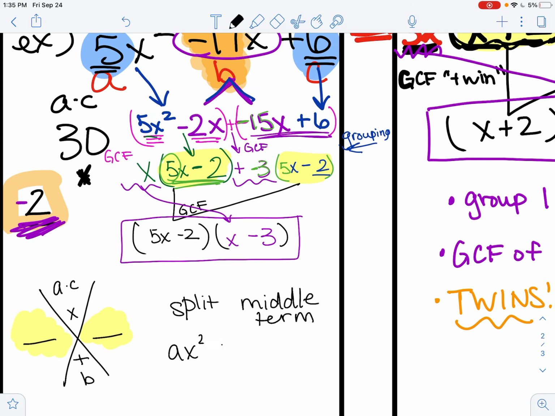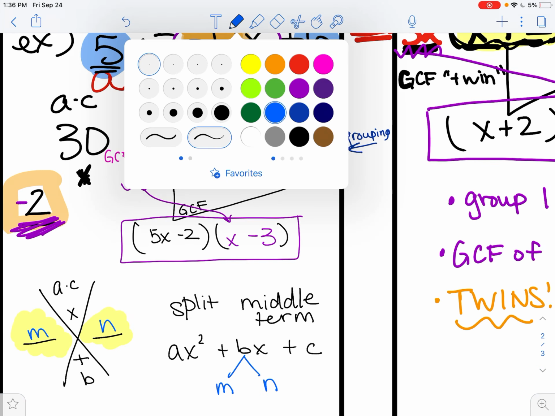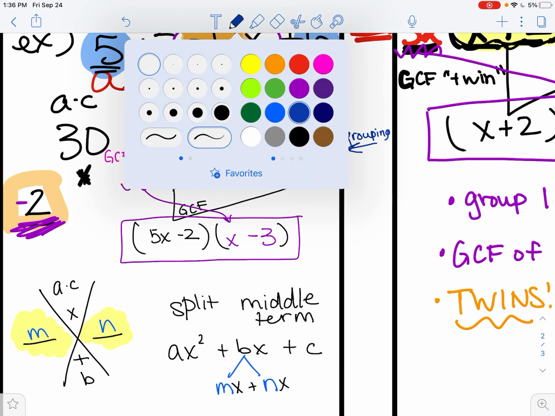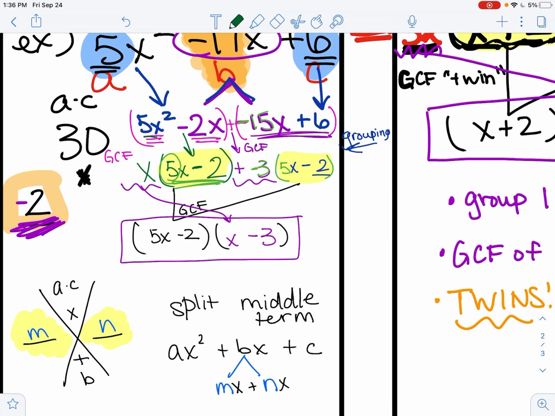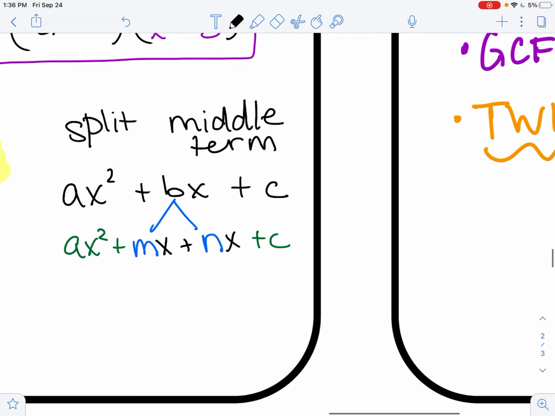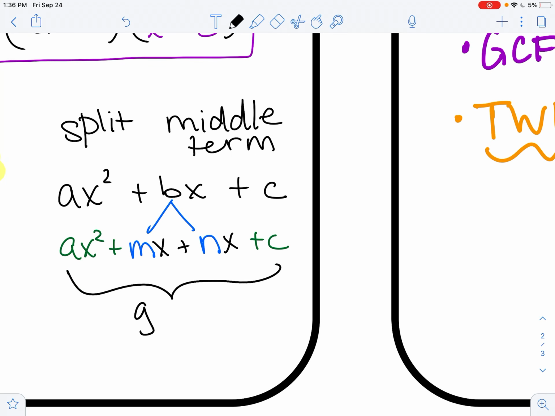So instead of ax squared plus bx plus c, that middle term is going to split into, so let's call this m and n. Then this becomes m and n x. So we split up that b term into the values of m plus n. And then we've got our ax squared and c. And then you go ahead with your grouping and you treat this as a 4 term.